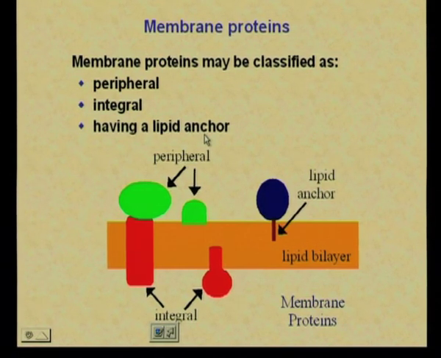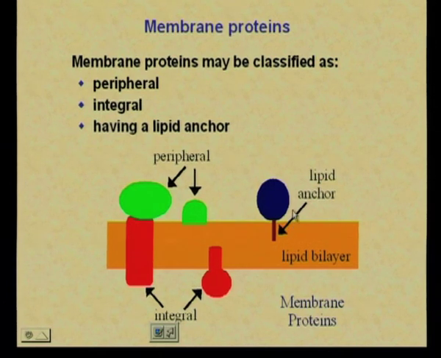Now, we have to look at membrane proteins. What are membrane proteins going to do? They are going to help in the transfer of ions. Okay? They are usually of three types. You can have peripheral proteins, integral proteins, or ones that have a lipid anchor. The peripheral proteins are the ones that are marked in green here, that are on the periphery of the membrane. The ones marked in red are integral proteins that are sort of embedded in the bilayer.